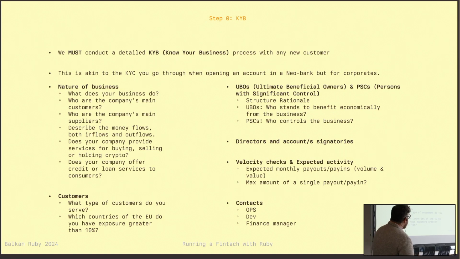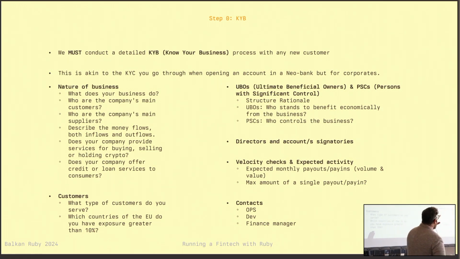This process involves all kinds of things, like who are your customers, who are your suppliers, how is the money flowing from your company in and out? Are you actually just providing a service with crypto assets? Do you provide loan services? All kinds of questions, customers, ultimate beneficial owners, that actually are the people that profit if the company has any kind of profits at the end of the quarter.